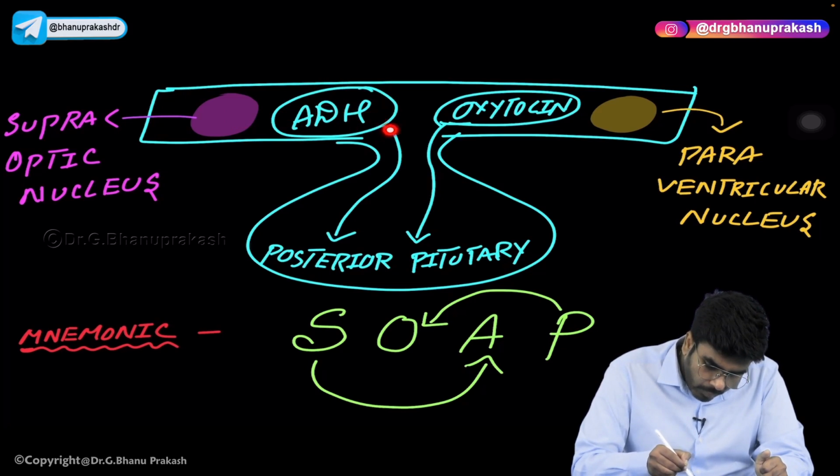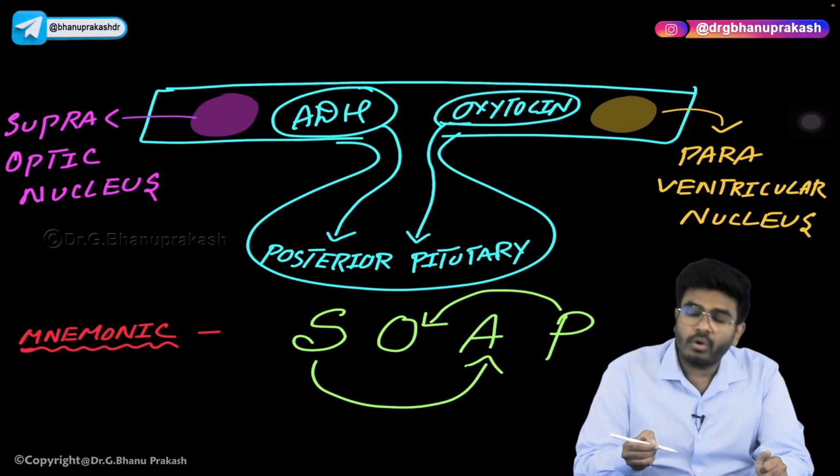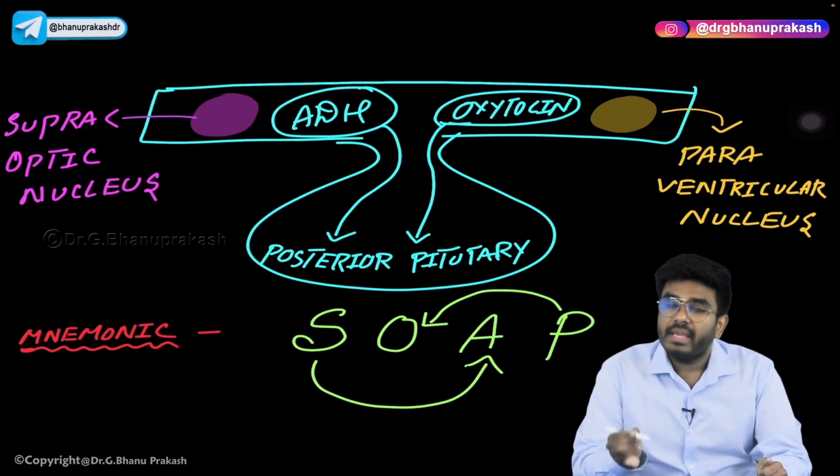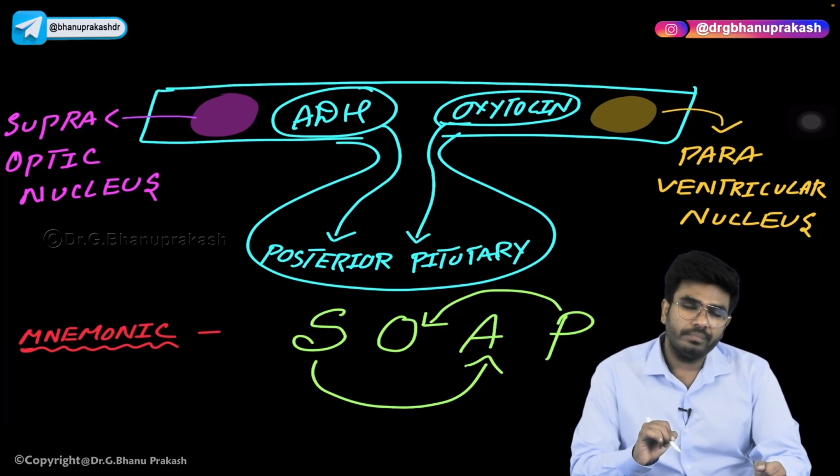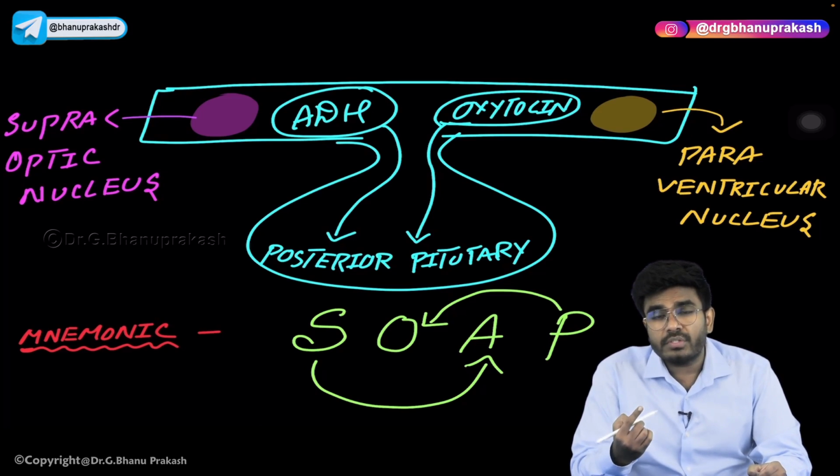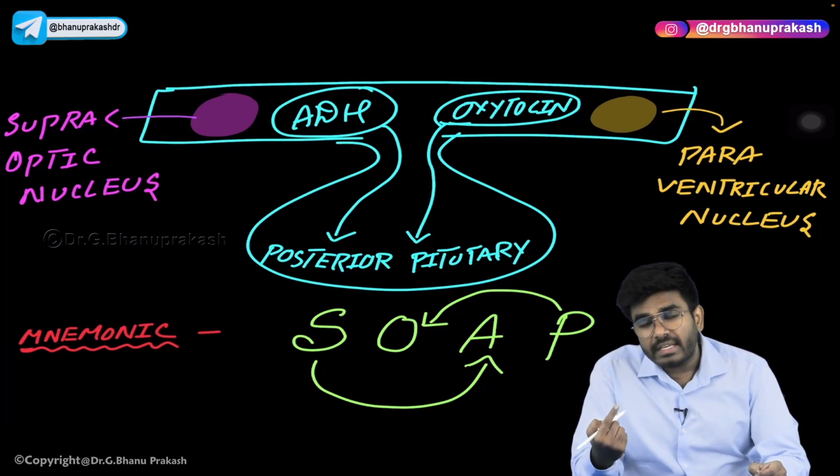Now this antidiuretic hormone, where will it go? It will come and get stored in the posterior pituitary. In the same way, remember there is one more hormone which is produced from the hypothalamus and which is stored in the posterior pituitary.